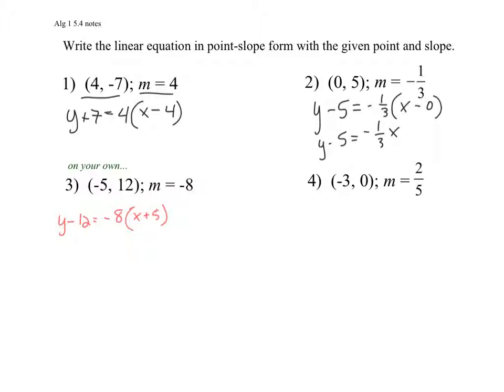You can see my work on number 3. I got y minus 12 is equal to negative 8 times x plus 5. So number 4, I've got the point negative 3, 0, and my slope is 2/5. So the equation of my line in point-slope will be y minus, well, 0 is equal to m, which is 2/5, times x minus x sub 1, which in this case is negative 3, so it's a positive 3.